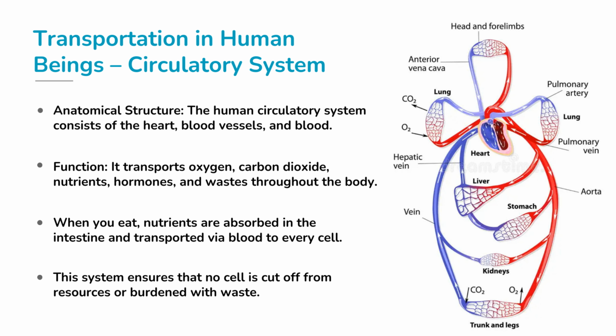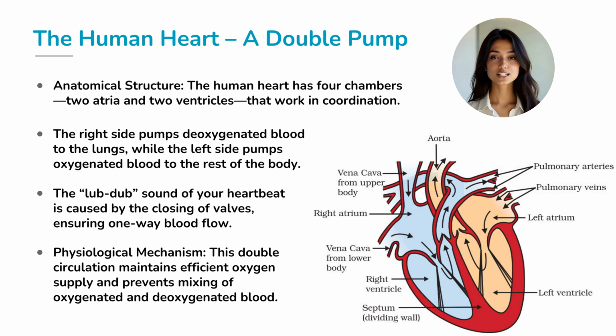Observe this diagram of the human circulatory system. Arteries, veins, and capillaries spread like highways throughout the body. At the center of this system is the human heart, a muscular organ about the size of your fist. The heart has 4 chambers, 2 atria and 2 ventricles, that pump blood in a beautifully coordinated manner.